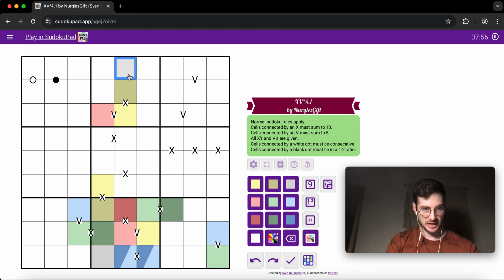We can look again at this column and maybe ask whether this can be a blue 10, blue X. If it were, this would be dark blue and light blue, but then this cell would have no value. So this cannot be the blue X. It must be a green one, which means this remaining cell must be blue, and so must these two, because they're friends.